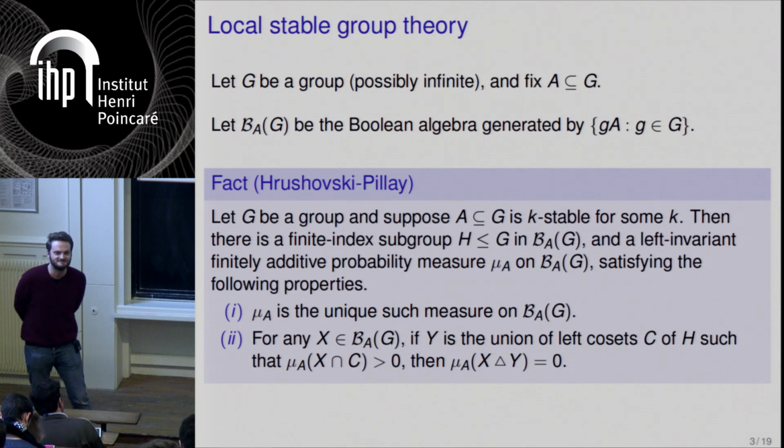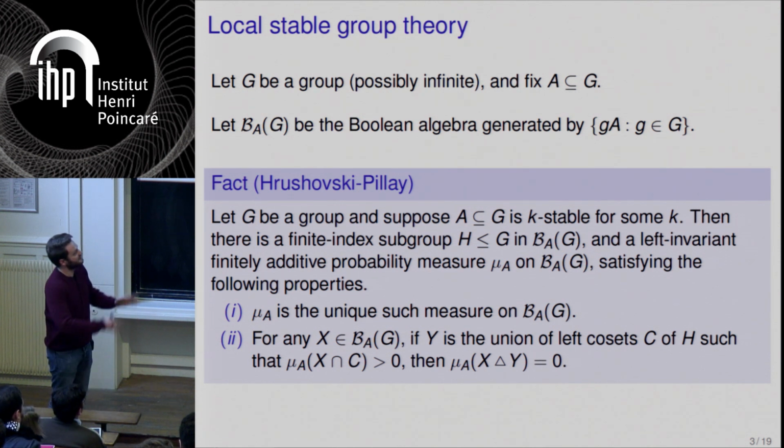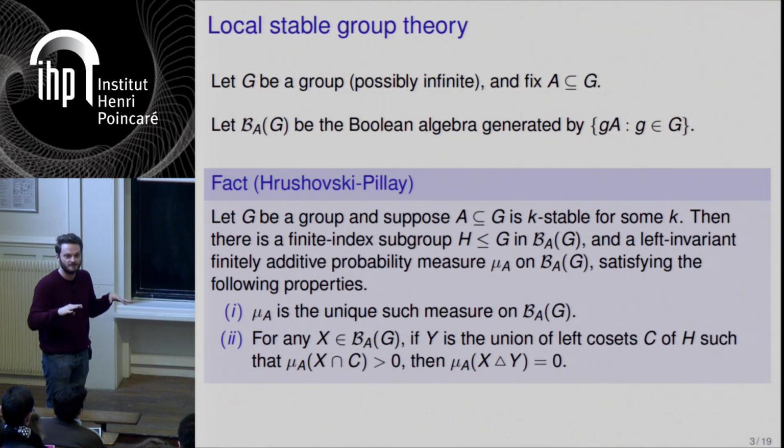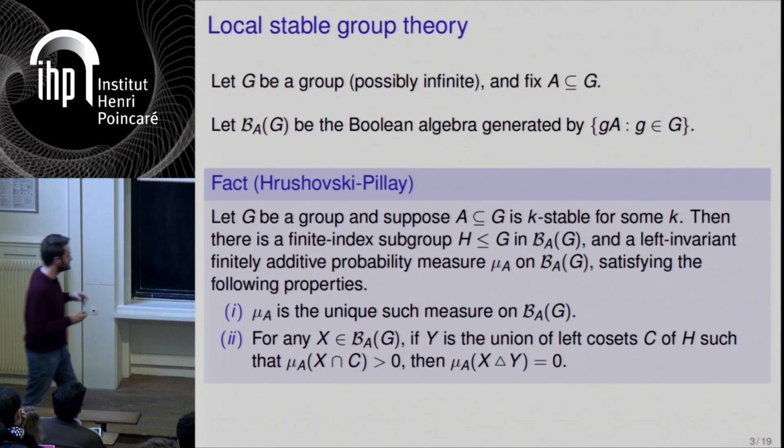Okay, any more questions about the statement? Yeah. All such left cosets? The union of left cosets, I'm calling it C. It's a left coset of H, and it satisfies the property that the intersection with X has positive measure. Take the union of all the left cosets of H satisfying that property, call that Y. It looks almost like X.